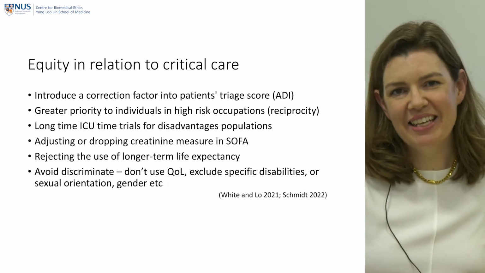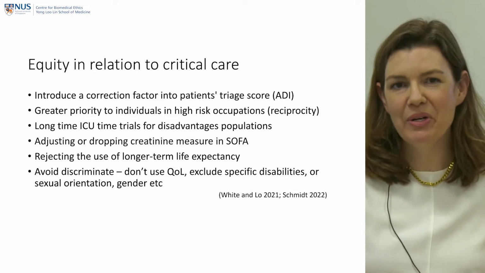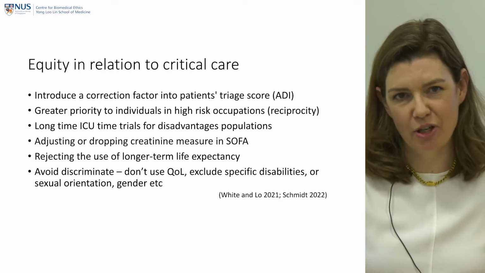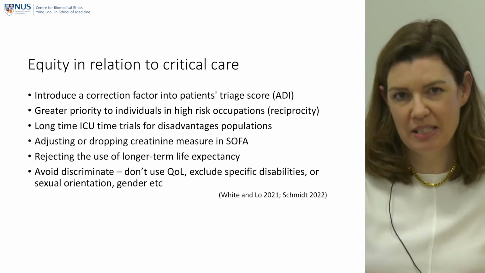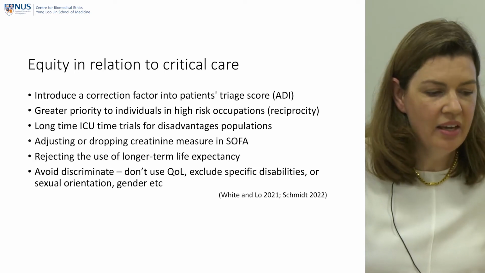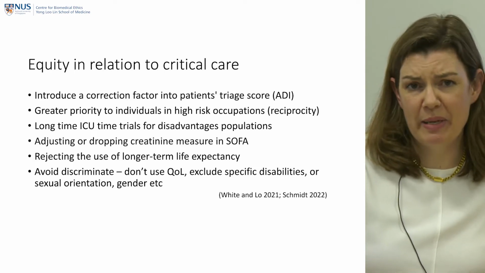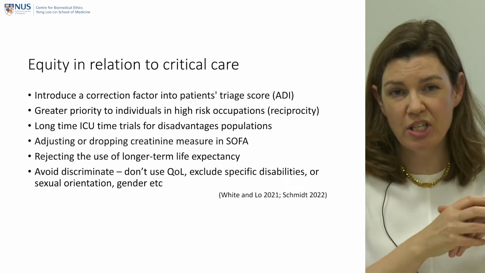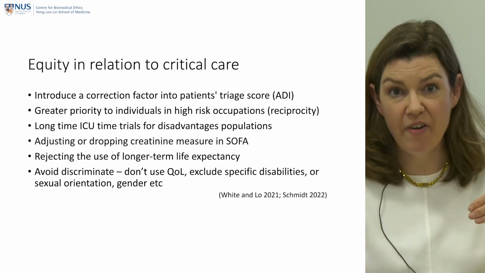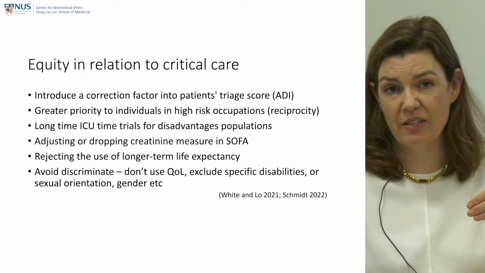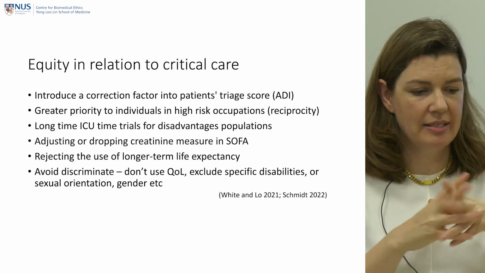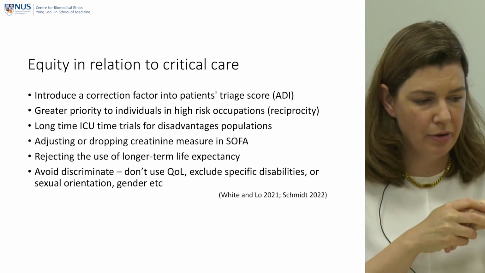The difficulty with that is that if you start mucking with internal components of the SOFA score, you risk invalidating the SOFA score as a whole. But there's debate about that. Another option is rejecting the use of longer-term life expectancy. So when trying to do prognosis for patients going into ICU, not looking, for example, at 5-year expected survival, but limiting that to 1 year, that can limit some of the impact on disparities in the model.